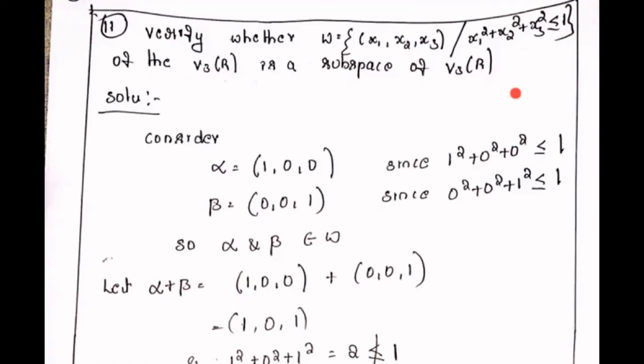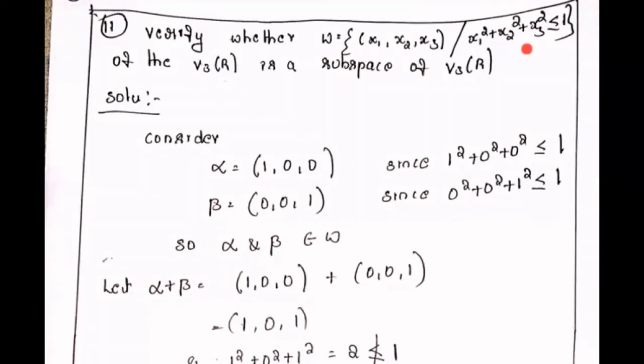x1 square plus x2 square plus x3 square. That means 1 square plus 0 square plus 0 square, which is 1, that is less than or equal to 1. So this is okay, and this is also one of the examples. It belongs to W. So all the vectors present in W, like alpha, beta, gamma, all the vectors satisfy this formula.